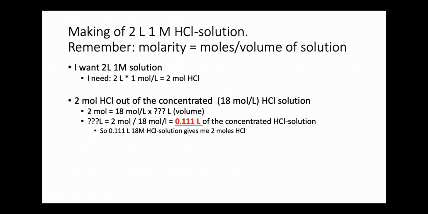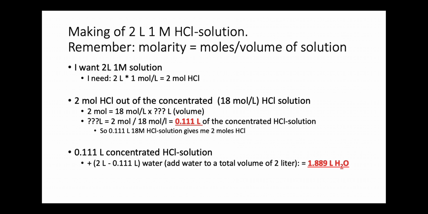So now I have my 2 moles. So I take 0.111 liter of my concentrated HCl solution, but overall I have 2 liters. So I'm going to add water until 2 liters. So 2 liters minus the 0.111 of my concentrated HCl, and that is about 1.889 liters of H2O. That is what I have to add to my concentrated HCl to get a 2 liter 1M HCl solution.